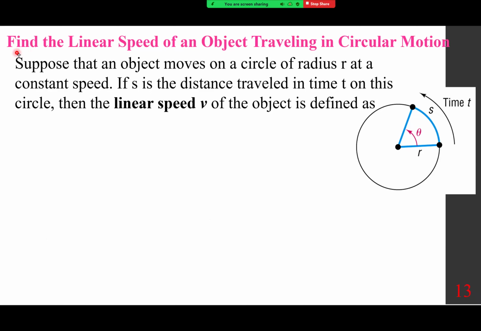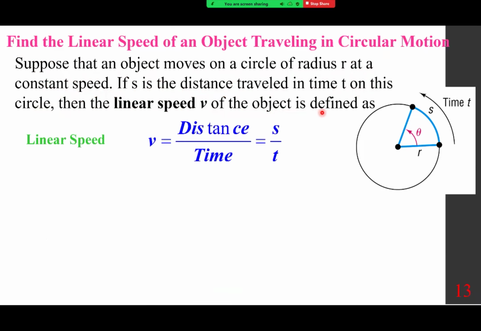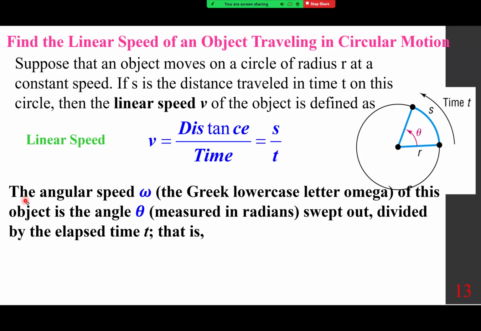Milo, could you read, please? Find the linear speed of an object traveling in a circular motion. Suppose that an object moves on a circle of radius r at a constant speed. If s is the distance traveled in time t on this circle, then the linear speed v of the object is defined as distance over time, as usual, s over t. Please continue.